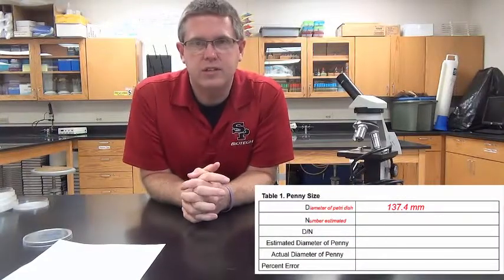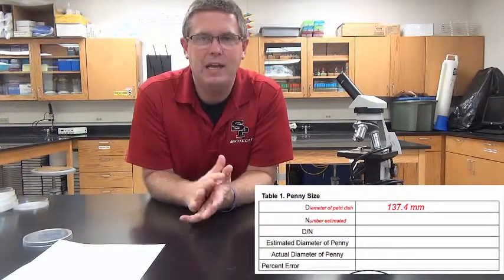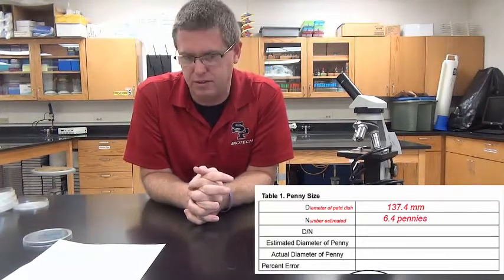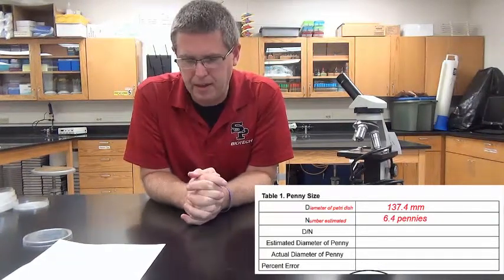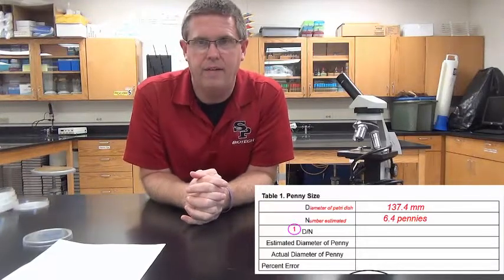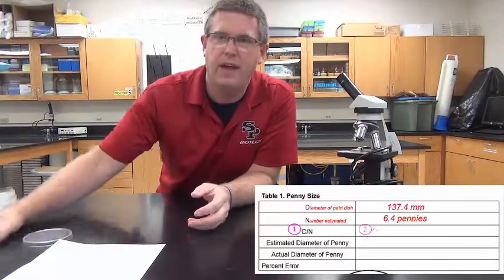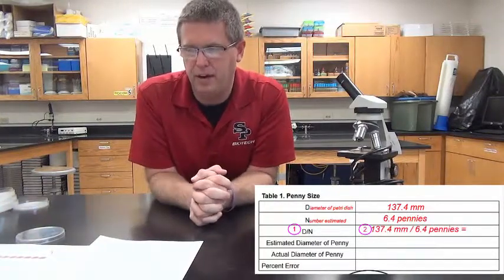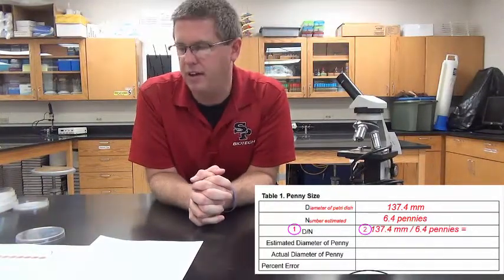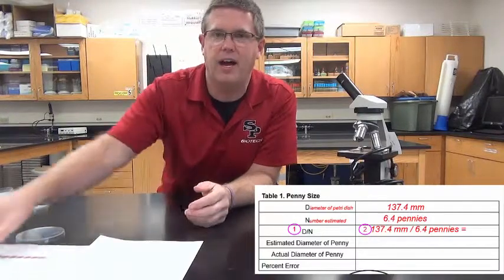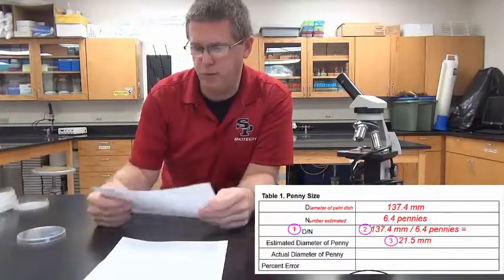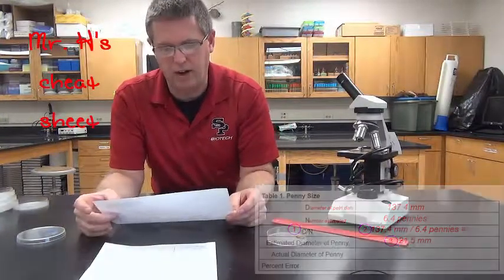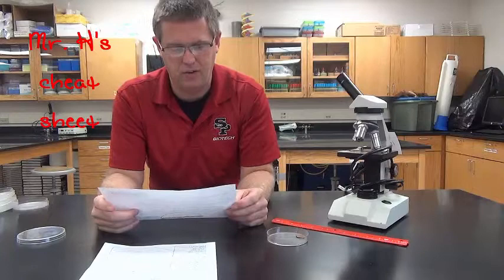Remember to use your units, so I wrote down 6.4 pennies, and before that I put millimeters after my answer. For showing work, D divided by N, that's a math formula, so I'll write that out. I'll take my 137.4 millimeters and divide by my 6.4 pennies, and I'll write that on the next line down, showing the work.